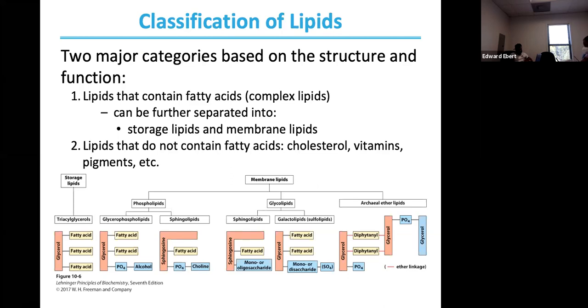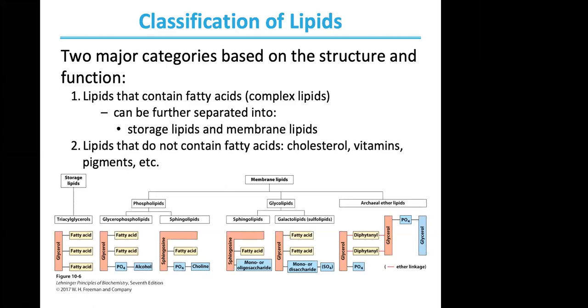So we're going to start by classifying some of these lipids because there are many types of lipids in here. We're going to look at complex lipids, ones that have fatty acids in them, and we can further separate those down into storage lipids and membrane lipids. And then we're going to talk about lipids that don't have fatty acids, like our cholesterol, our vitamins, our pigments, those more unusual ones. So today we'll only get into the fatty acid ones, and we won't get too far through that.